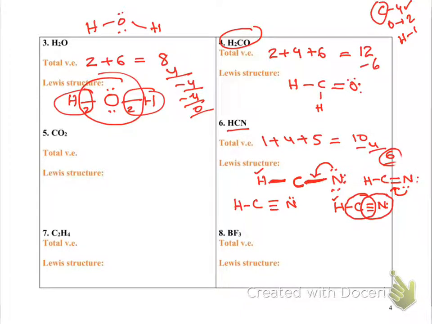Going back to carbon dioxide, carbon has 4, oxygen has 6, but there are 2 oxygens, so 6 times 2 is 12 plus 4 equals 16. Carbon makes 4 bonds, oxygen makes 2, so we're going to write down carbon in the middle, put oxygen on each side, and connect them with a single bond. So we use 4 electrons, 2 here and 2 here, so 16 minus 4 is 14.